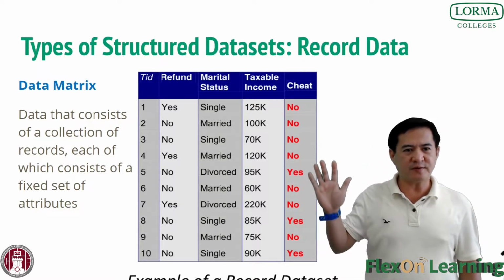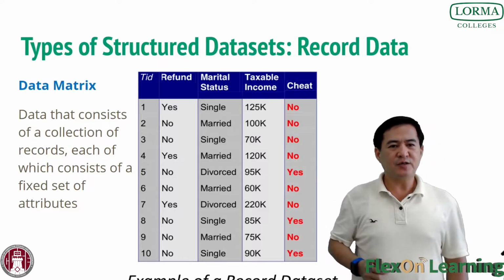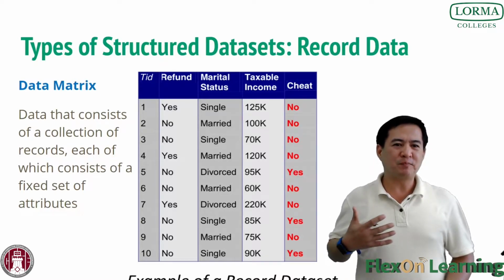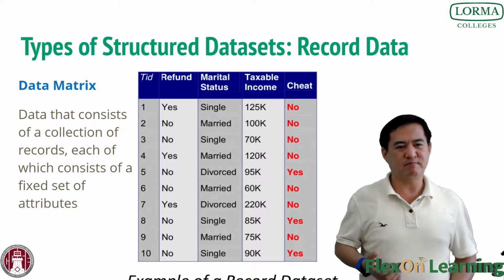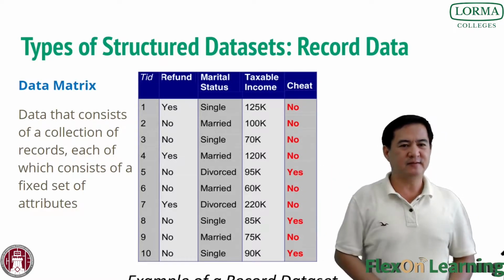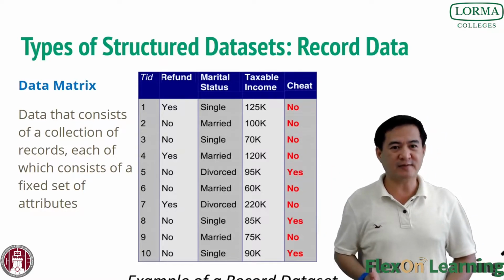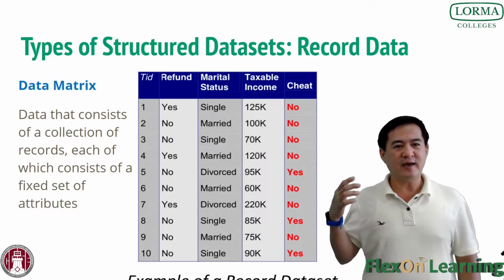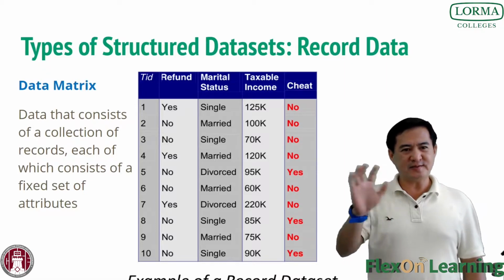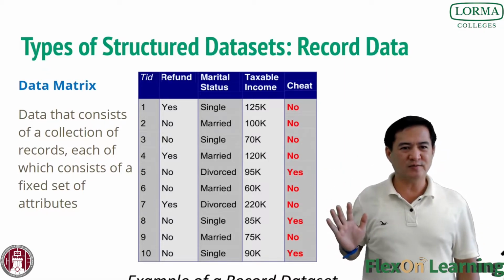So this is straightforward. So from here, you could actually ask the question, how many married individuals have a refund on their tax? Or how many single individuals have a taxable income higher than 100,000? So it's just a typical rows and columns.